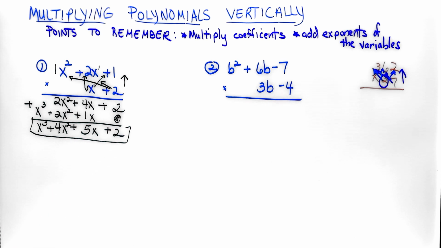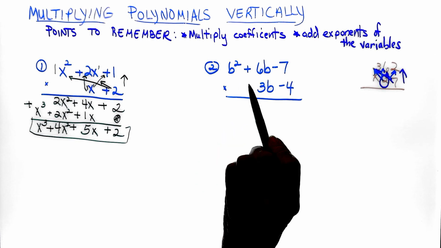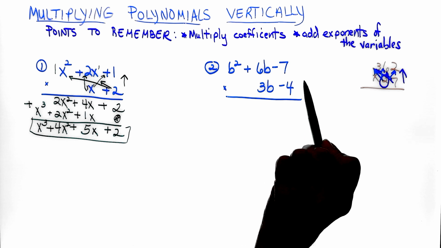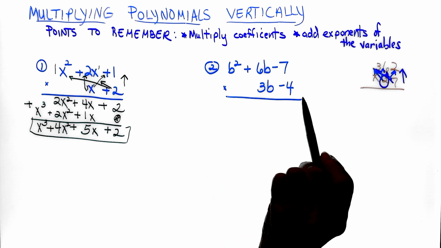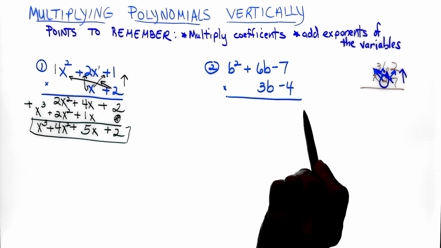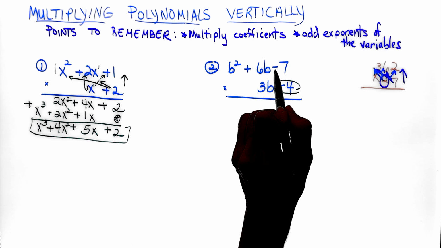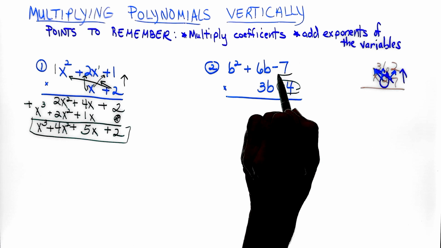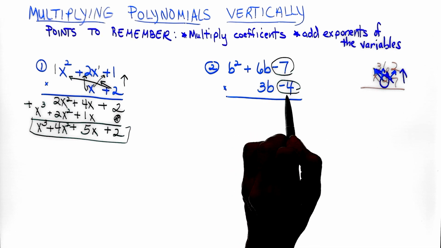All right, so let's look at the second problem that actually has some subtraction signs. It's b, and that is a letter b, b squared plus 6b minus 7 times 3b minus 4. So as I'm multiplying my numbers, I need to make sure that I do catch the sign that is in front of the number. So those are 2 negatives.